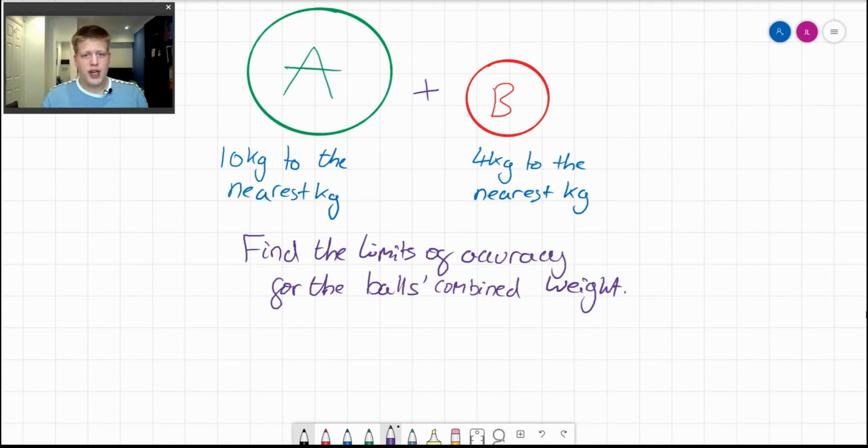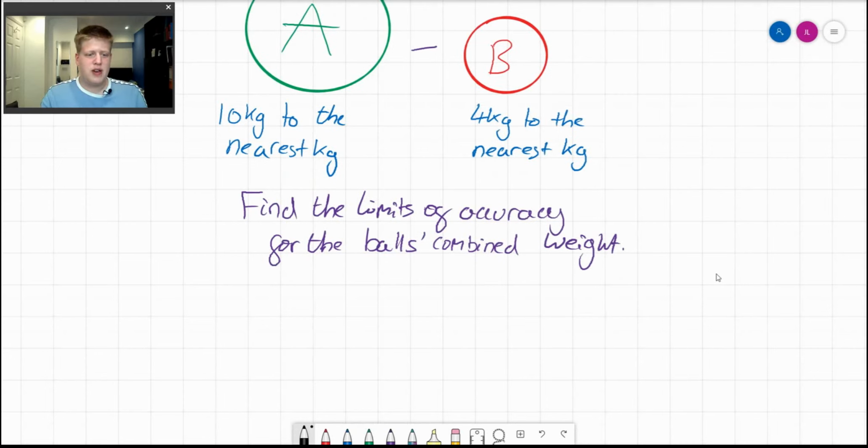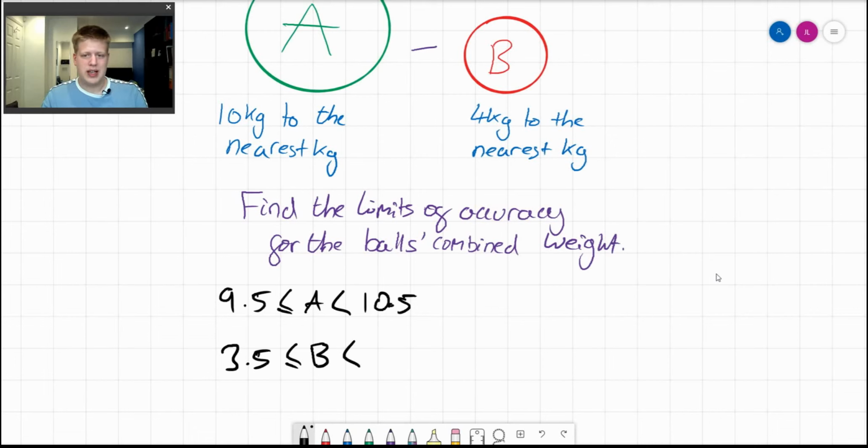The way that we solve this is first we have to look at the limits of accuracy for each of the balls separately. So let's find the limit of accuracy for A. We know this is going to be 9.5 is less than or equal to A, which is strictly less than 10.5. Good, and now we've got to find the one for B, and it's very similar. This one will be 3.5 is less than or equal to B, which is less than 4.5. Now that we've found the limits of accuracy, we need to ask ourselves, okay, when we combine the weights of these two balls together, what will the lower and upper bound be?